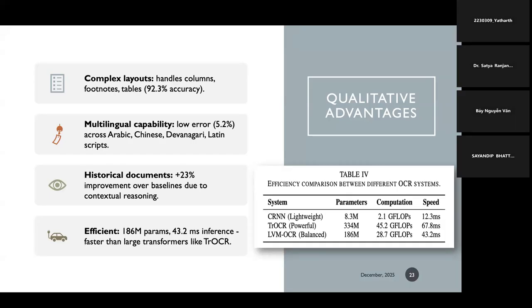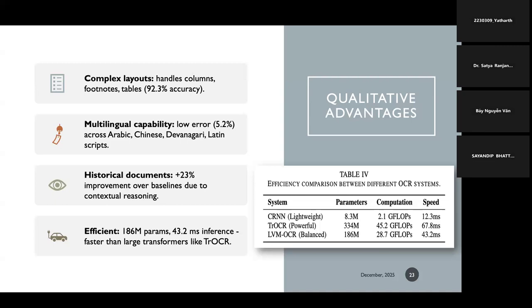When we're dealing with historical documents, we saw a massive 23% improvement. Okay, so this is crucial. It means the model can look past the fading ink and the yellowing paper to recover lost medical history. And now you might be thinking, a model this smart must be very slow and heavy, right?